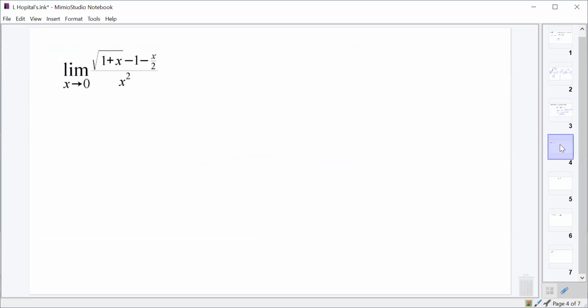So let's take a look at this one. It looks very similar to the one we were using L'Hopital's rule on just a minute ago. The limit as x approaches 0 of root 1 plus x minus 1 minus x over 2 over x squared. Plug in 0. What do you get?